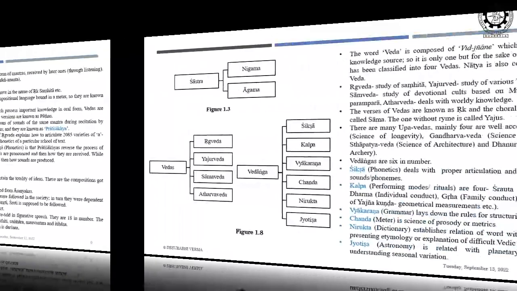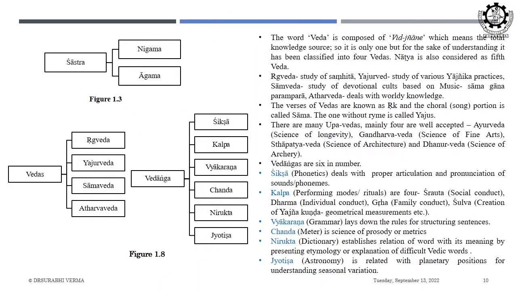Now you have another word for the same Vedic corpus, the fifth word, that is Nigam Shastra. So Vedas are known by these 5 types of possible names. Now again let us understand what is Nigam and Agam.